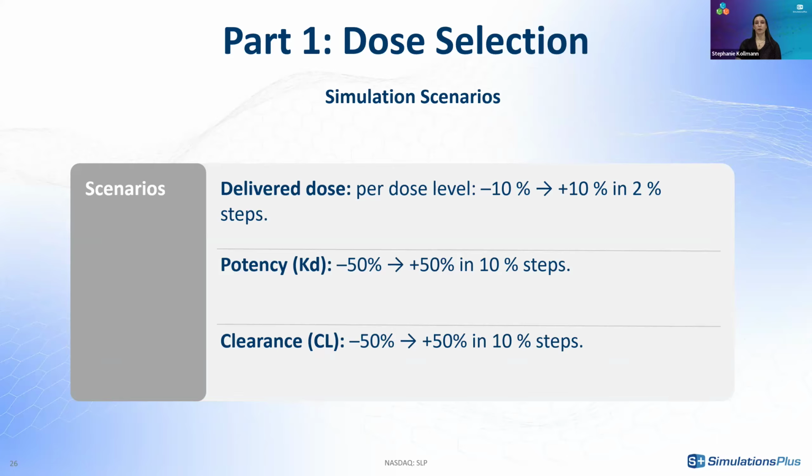So for each, we introduced controlled changes ranging from -50% to +50% in 10% steps. And this setup allowed us to isolate the effect of each source of variability and determine which dose level shows the highest sensitivity to detect product-related differences.